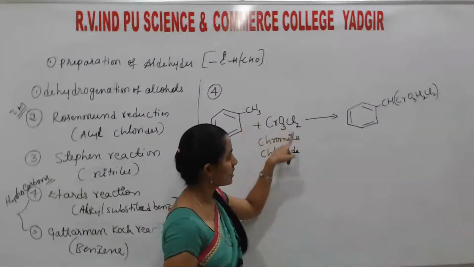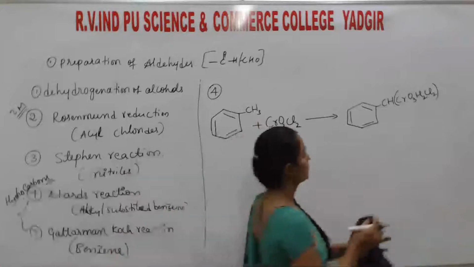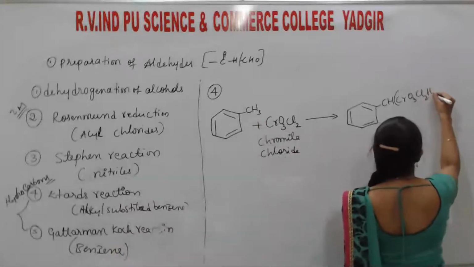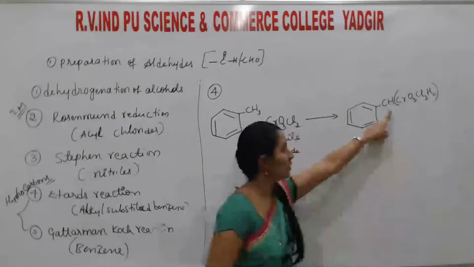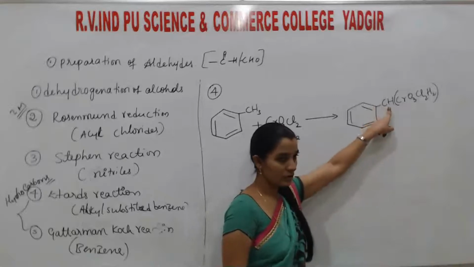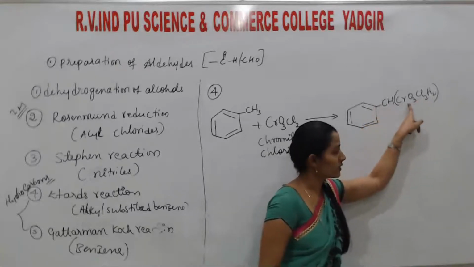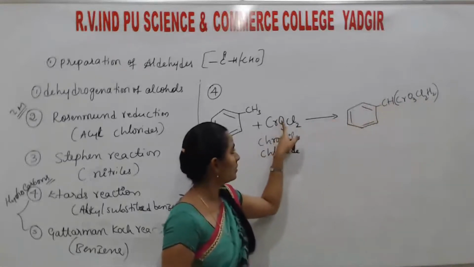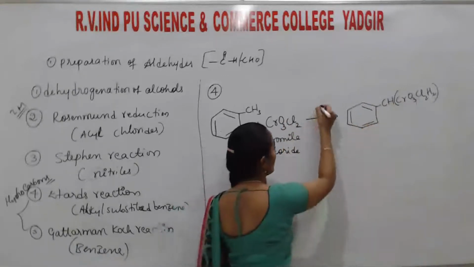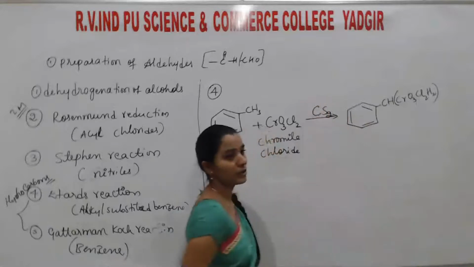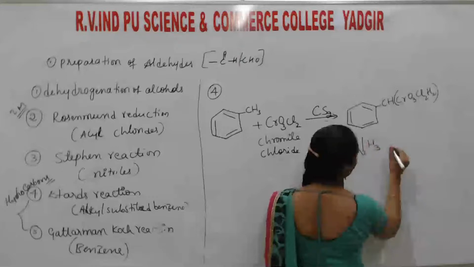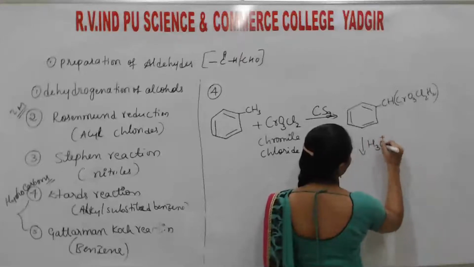CH3 is there. So the 2 hydrogens of this CH3 are here, and of course this CrO2Cl2 is added here. The solvent used is carbon disulfide. Then hydrolysis: H3O plus will remove from here.